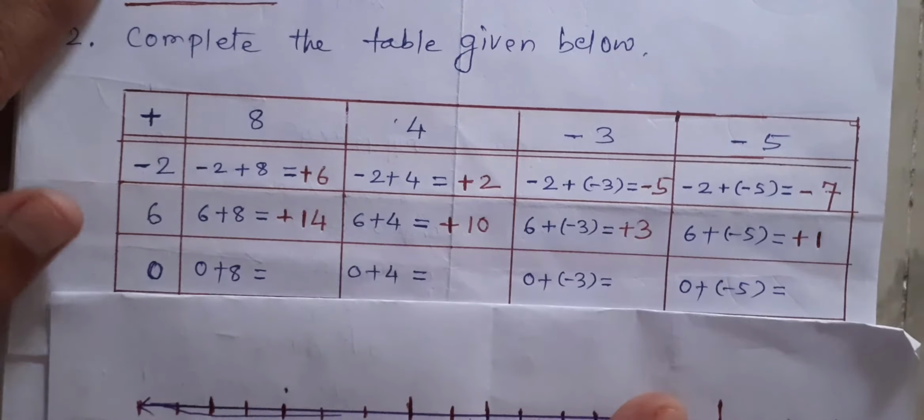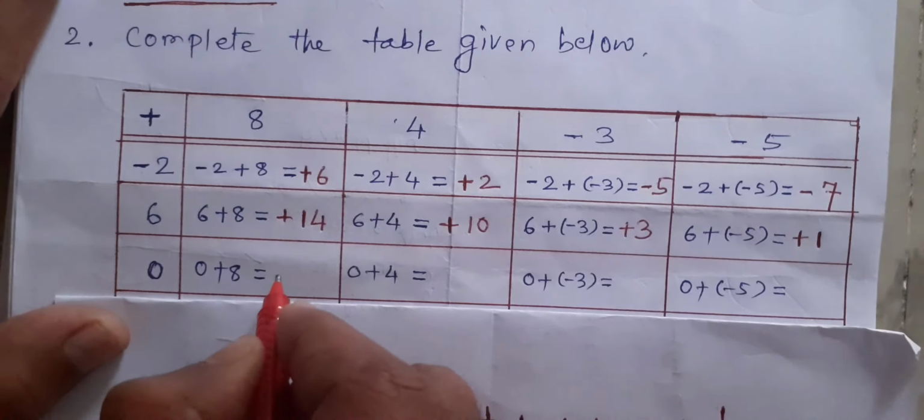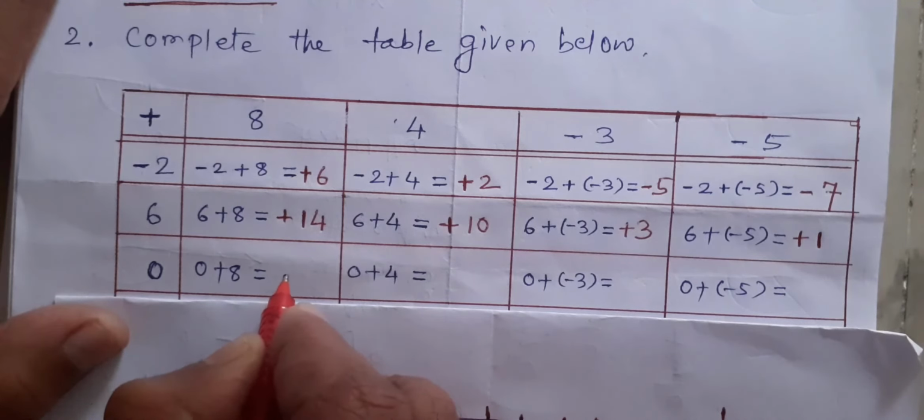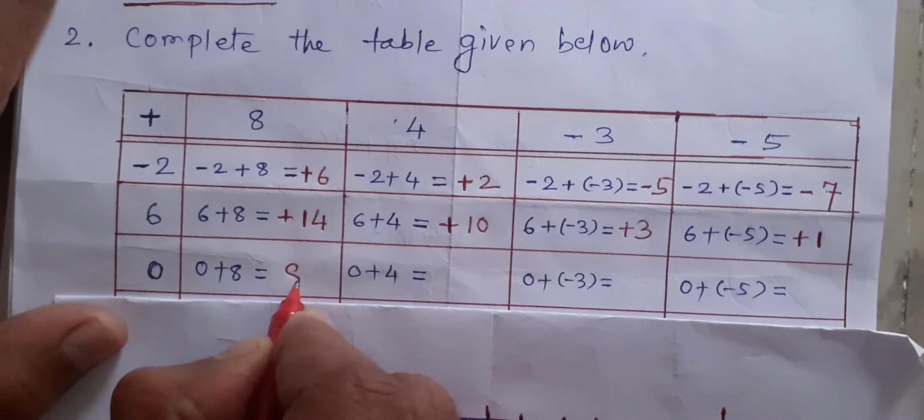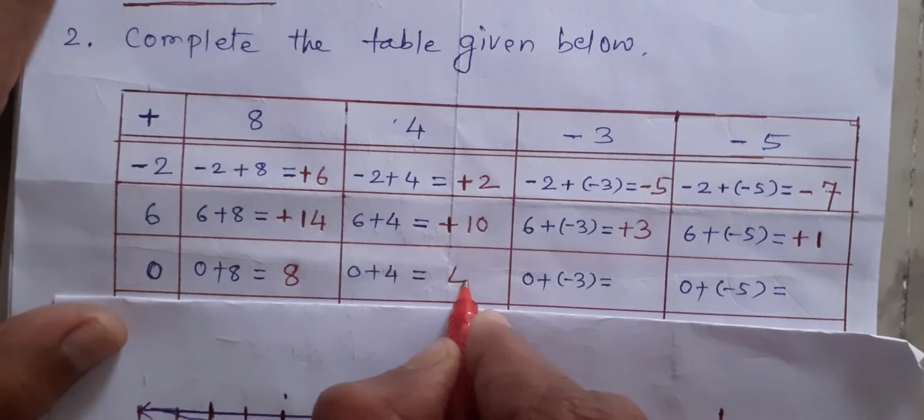Next, you know that whatever is added to 0, there is no change. So 0 plus 8 is 8 itself. 0 plus 4 is 4 itself.